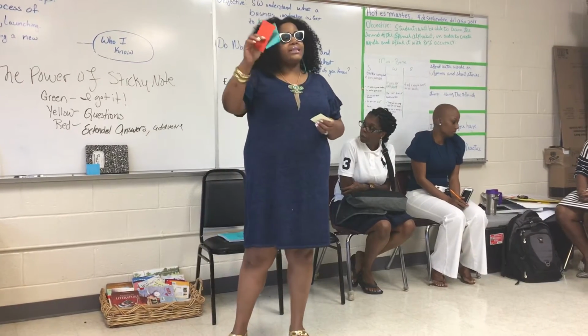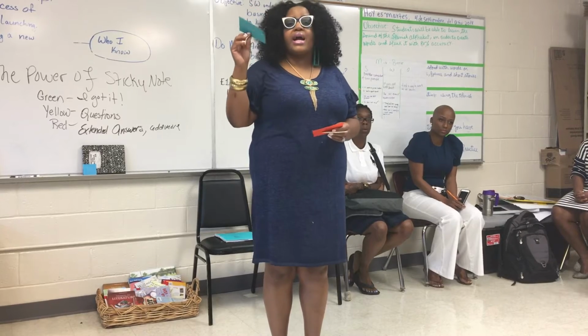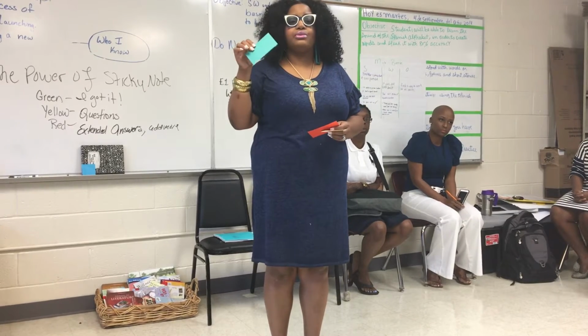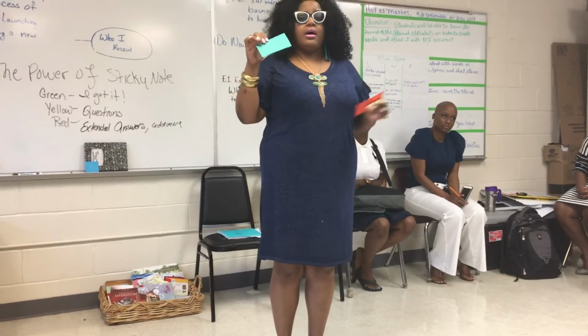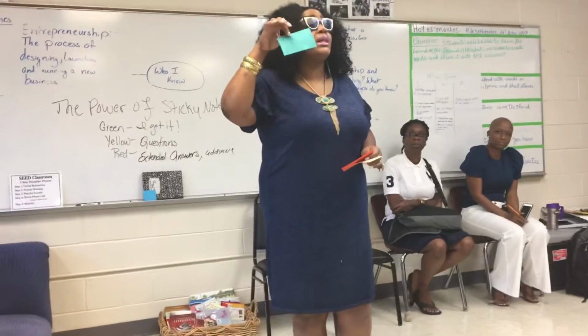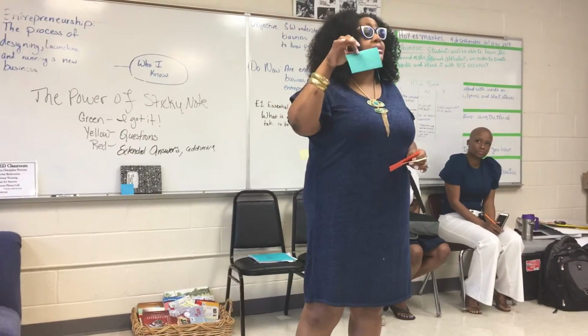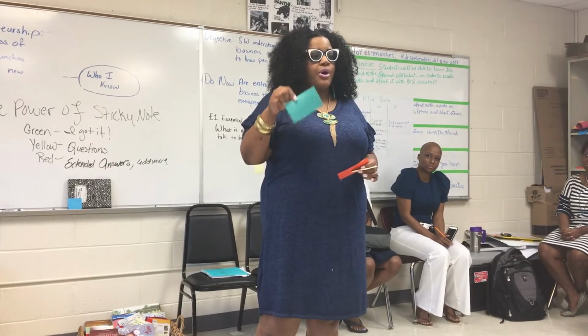Green. Green is I got it. Somebody tell me, when a student is writing green for I got it, what do they actually have to do on the sheet? Put their names. Okay, right. Thank you, Ms. Cannon. They have to clarify in their own words that they got it. So they just can't write it down. They just have to clarify in their own words.